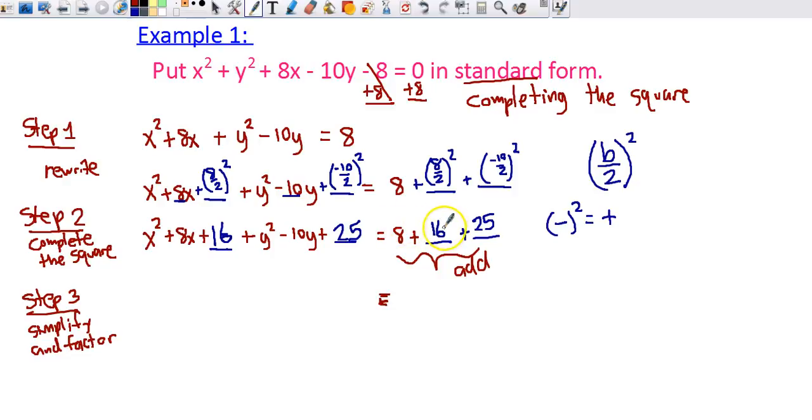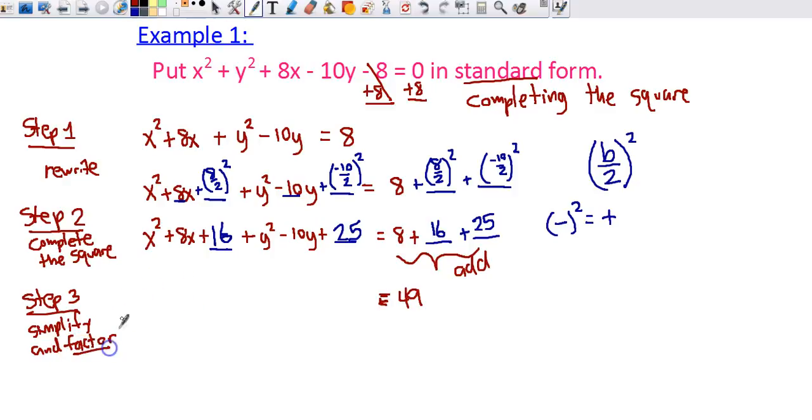8 plus 16 is 24. 24 plus 25 is, use your calculator, take a second to do that if you don't know it. You should get 49. So this is your r squared, so to speak.